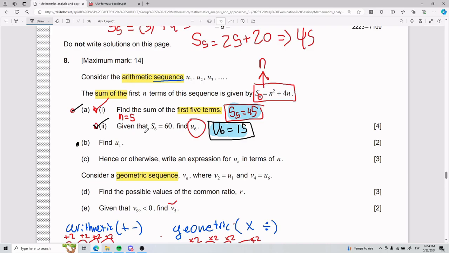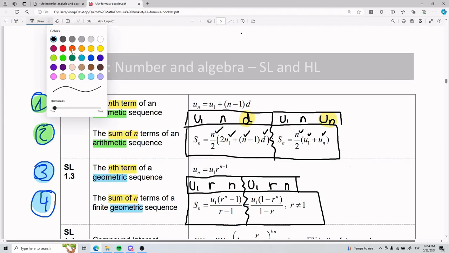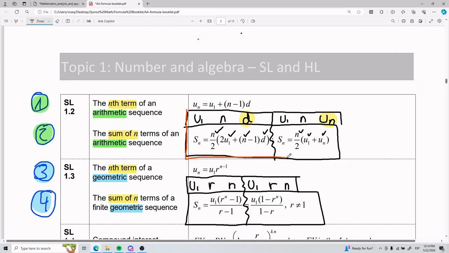When you need to find U1, immediately ask yourself which formulas have U1? And so you go to your formula booklet, and which formulas have U1? Well, both of the sum ones, right? Both of the sum have U1. And U1 is also up here, right? But what's the problem? Even though U1 is up here, what does it ask for? It asks for D. Do we have D yet? No, we don't. And so you cannot use this one, and you also cannot use this one over here, right? Because you don't have D.